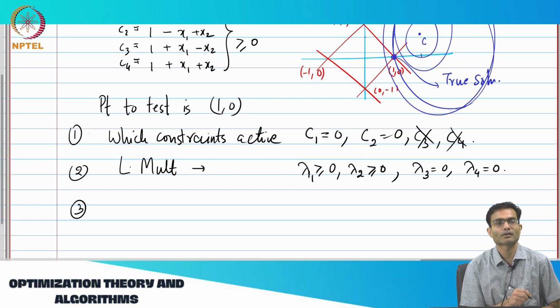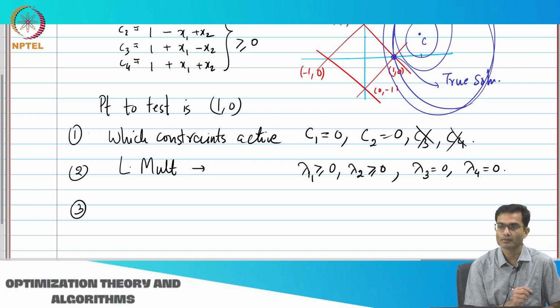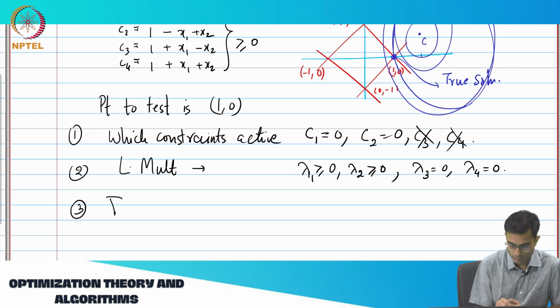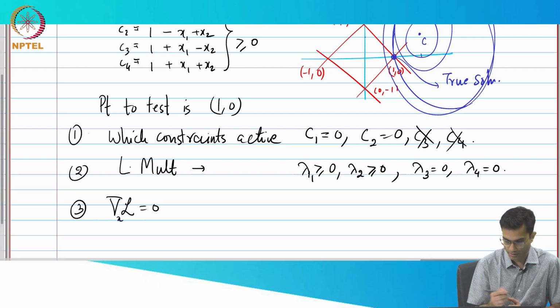Next is, let's get this Lagrangian into business. If this point (1, 0) is the optimal point, what should happen? Grad L should be 0. So let's look at grad L.